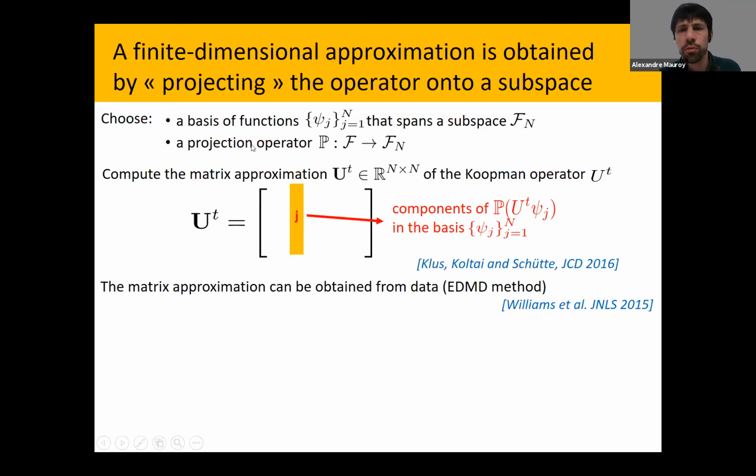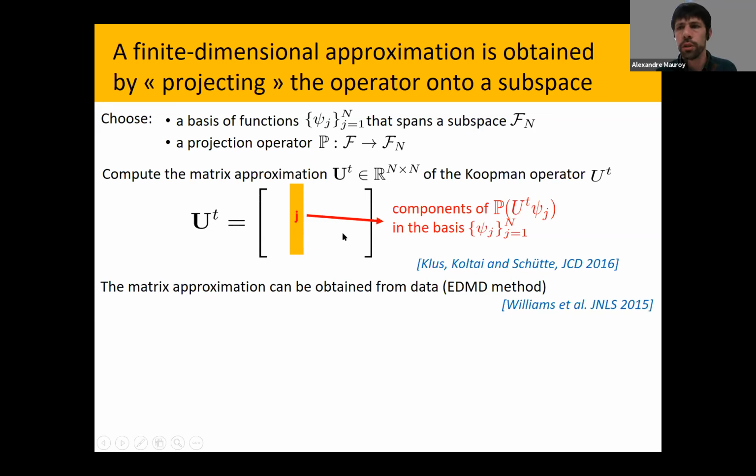And once we have these two ingredients, we can approximate the operator by a matrix that we'll call a Koopman matrix, which is defined as follows. Each column of this matrix, for instance the jth column, corresponds to the projection of the operator applied to the jth basis function. And so in these columns, we'll get the expansion coefficients of this function in our basis of functions.